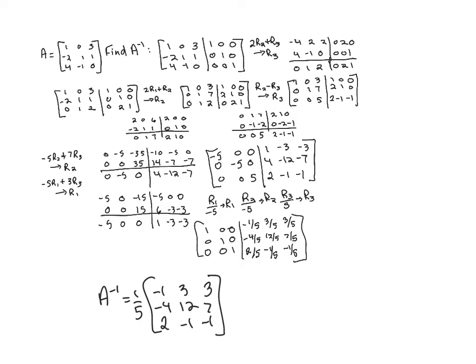Now, once you get your inverse, you know that you always check it. So you're going to want to multiply that by the original, make sure that you get the identity, and don't forget you've got that 1/5 sticking out front.